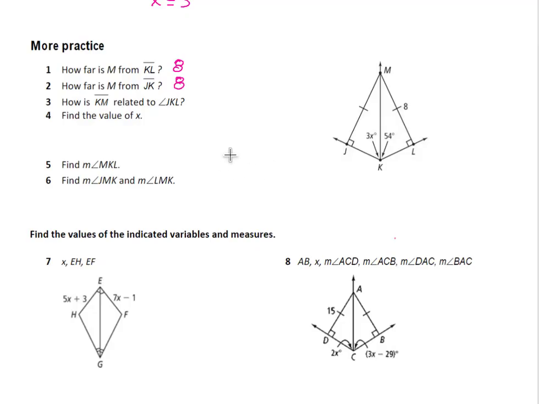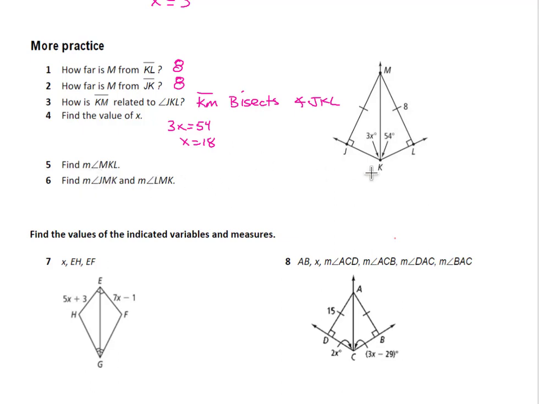How is segment KM related to angle JKL? KM is the angle bisector. So I can say KM bisects angle JKL. Find the value of x. These two angles are congruent because the angle is bisected, and also because these two triangles are congruent by hypotenuse leg, and these are corresponding parts. So we can say 3x is equal to 54, divide by 3, x is equal to 18.